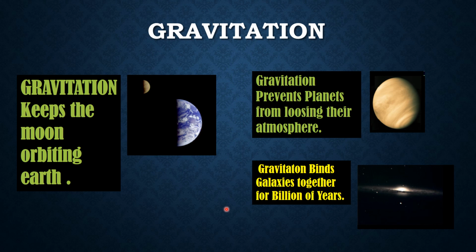Students, as I have discussed earlier, gravitation may be the attraction between objects in outer space. For example, attraction between Earth and Moon, and attraction between Sun and planets. And gravitation also prevents planets from losing their atmosphere. Gravitation binds galaxies together for billions of years.